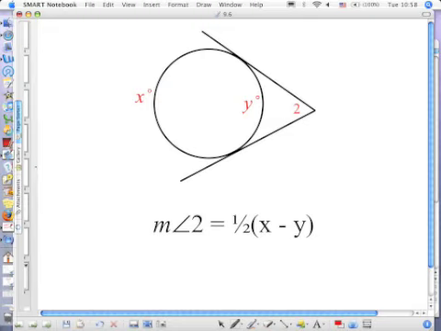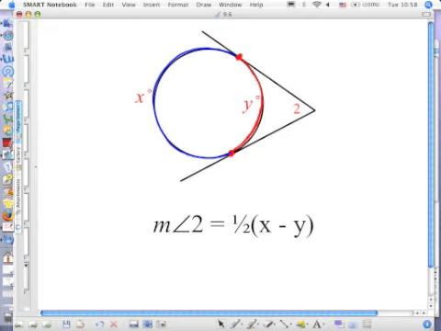That's two secants. What's this? Two tangents. And the arcs that are created by these tangents encompass what? The whole circle. But the measure of angle 2 is equal to half of those two arcs. So it's always going to equal 180.